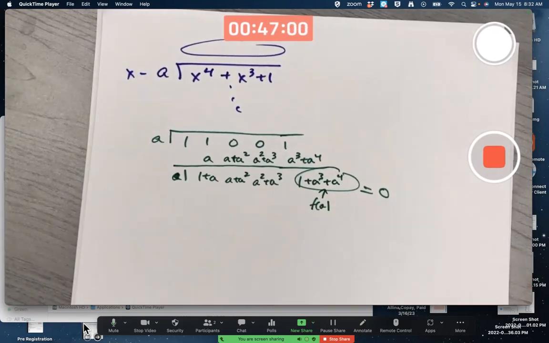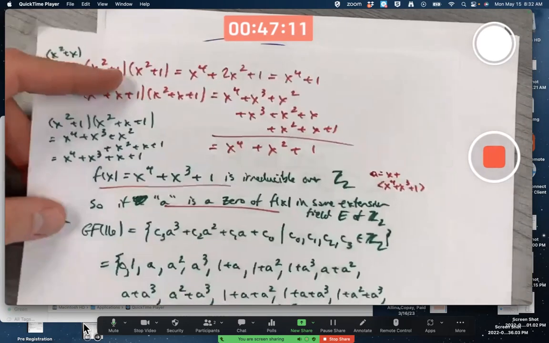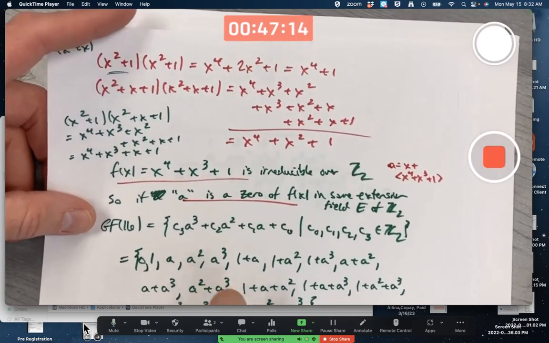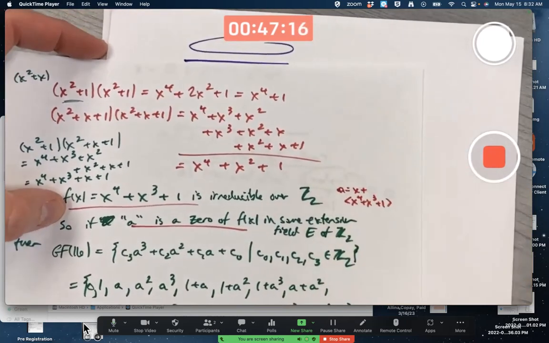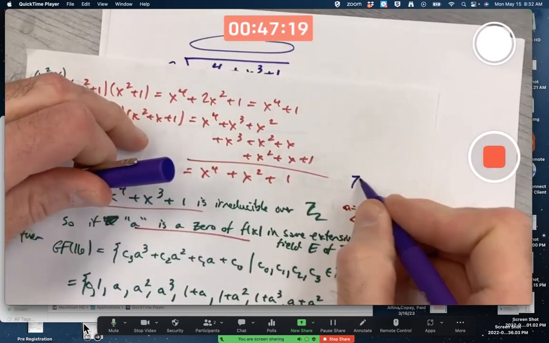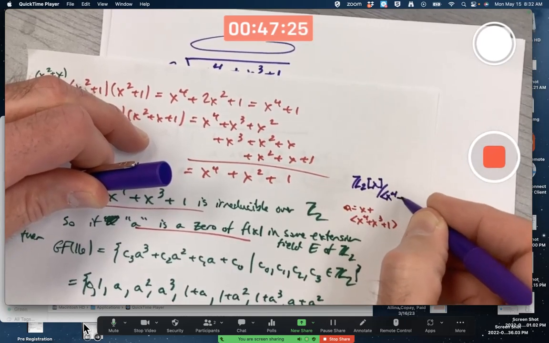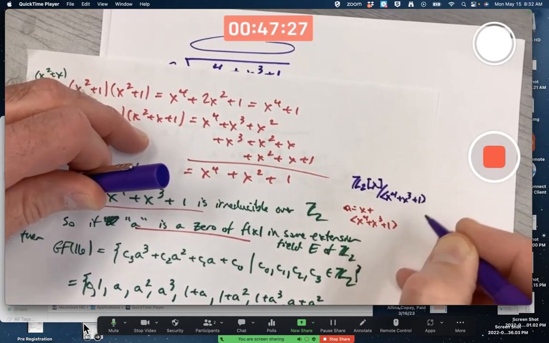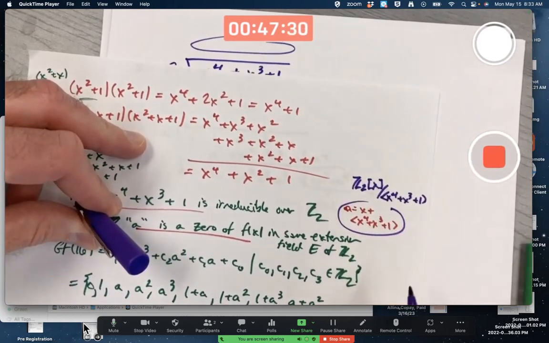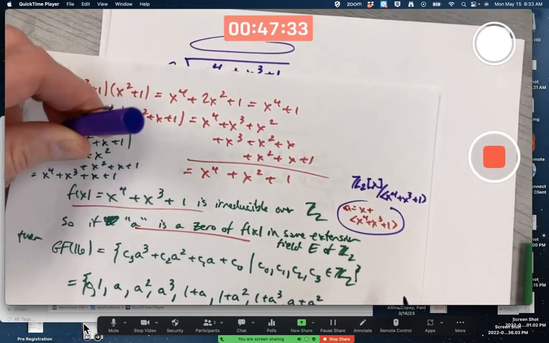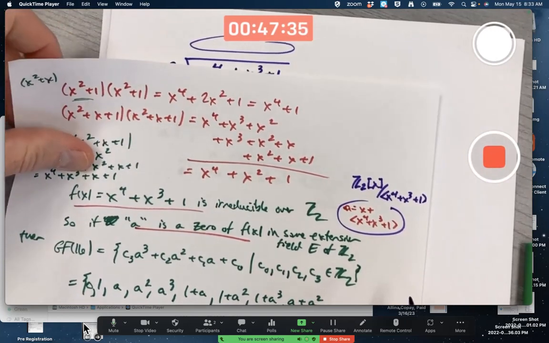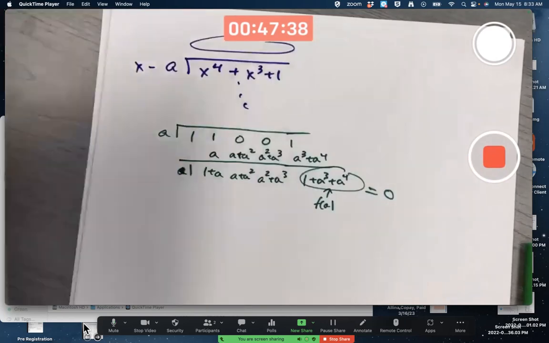But wait a minute, what is a? Well, a is a 0 of f of x in some extension field of Z2, which we know will exist by Kronecker's theorem. If you want to be more specific about it, yes, we could take that extension field to be a factor ring, this thing. And we could take a to be the coset. If you want to be specific, we could do that, but we don't have to. Oh, that makes it more fun. We don't have to.